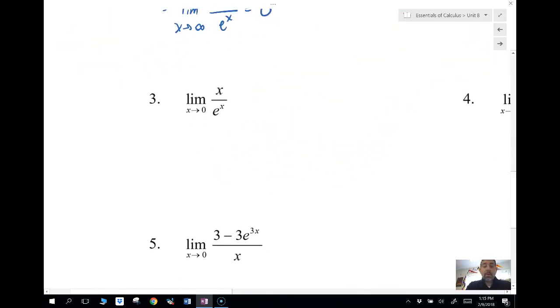Limit as x approaches 0. Well, if I plug in that, I'm going to get 0 over e to the 0, which is 1. Hey, that's just 0. Okay, so this is just 0. So again, you should plug in your value first to see if it's actually an indeterminate form. This one was not. It was 0 over 1, which was just 0.